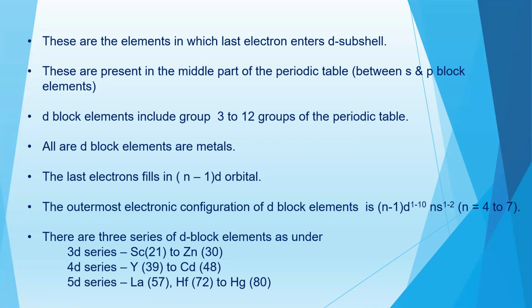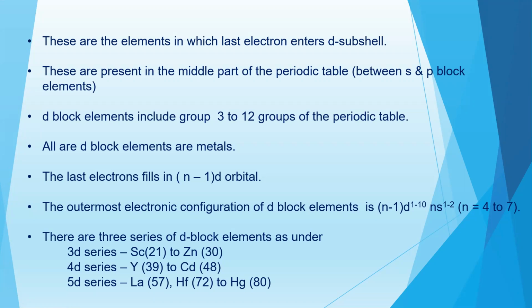These are present in the middle part of the periodic table, that is between s and p block elements. These d block elements are also known as transition metals. D block elements include groups 3 to 12 of the periodic table. All our d block elements are metals.